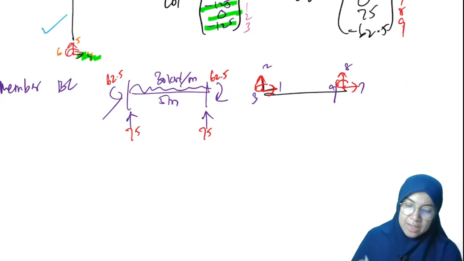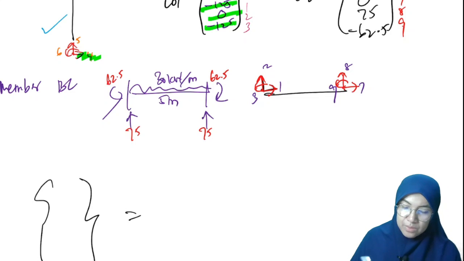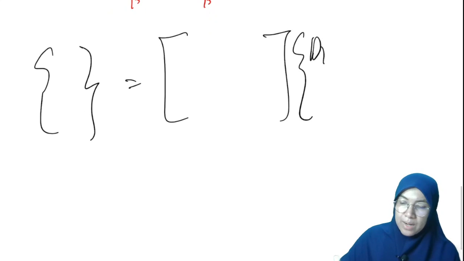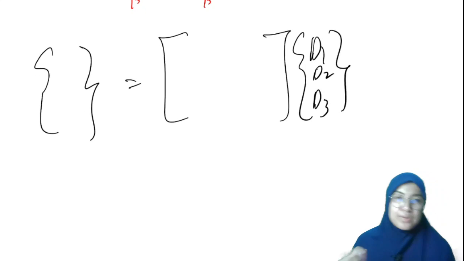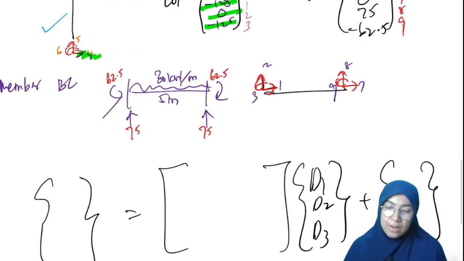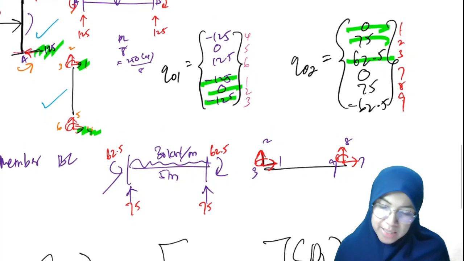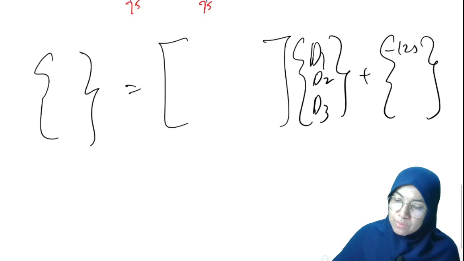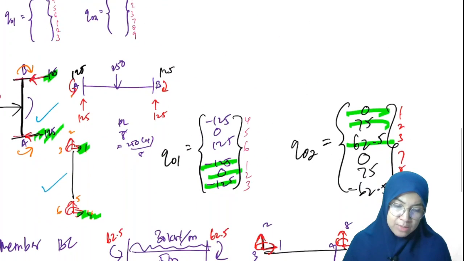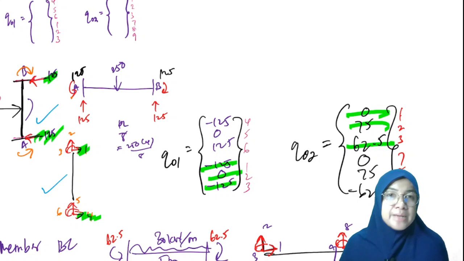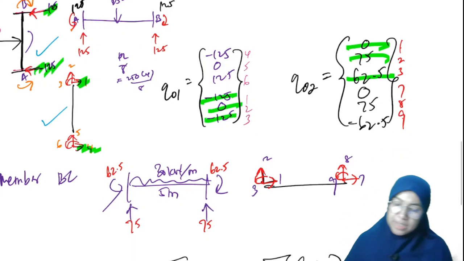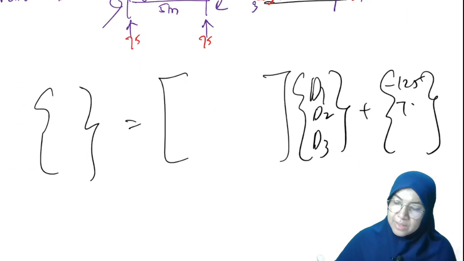So we have the equation Q is equal to K D, D1, D2, D3, plus Q naught 1. Okay, Q naught 1 is negative 125. For D2, position number 2, 0 and 75, so it is 75.